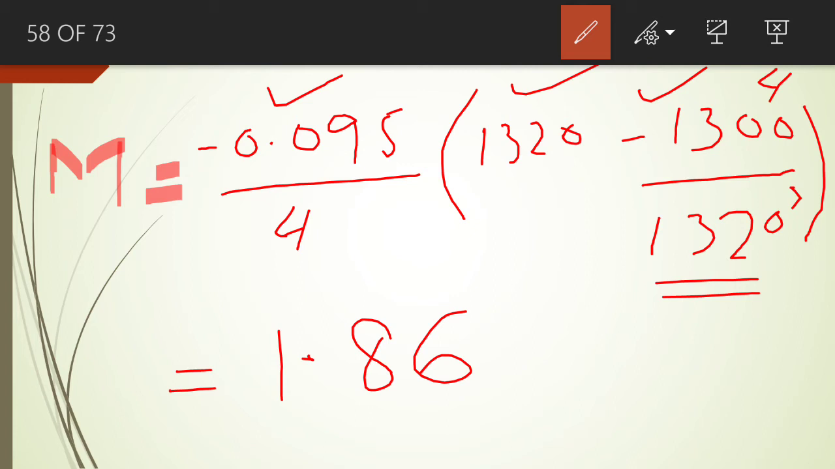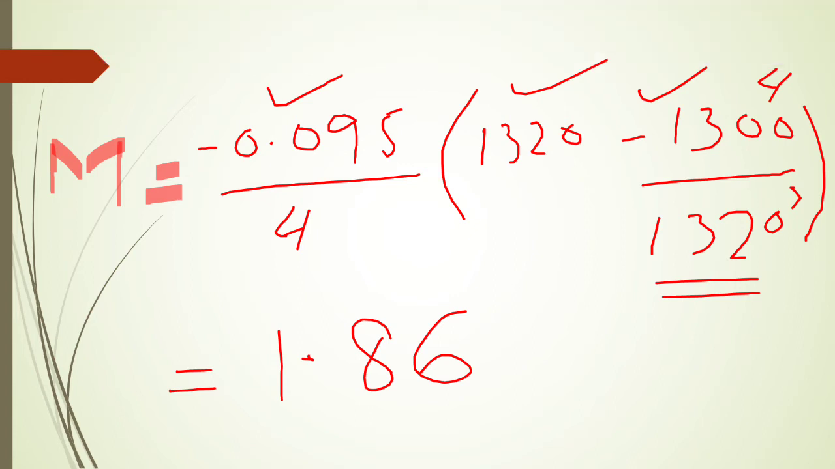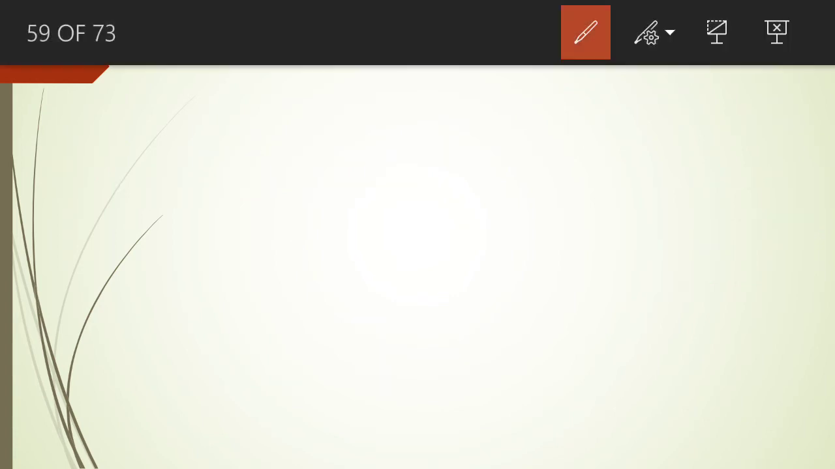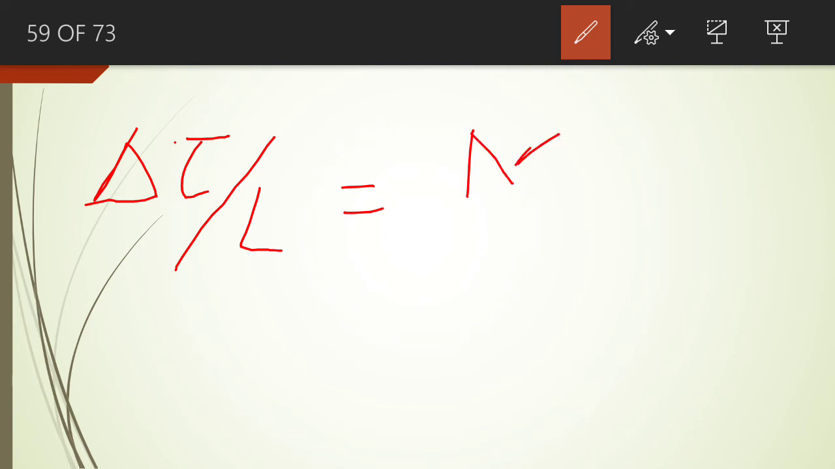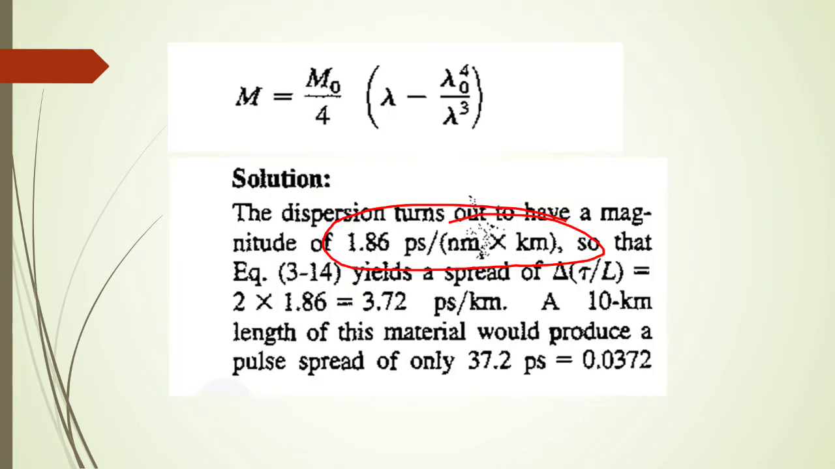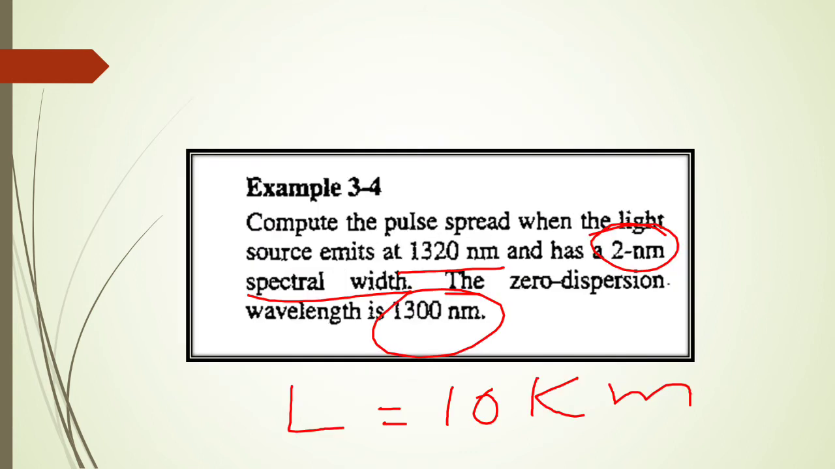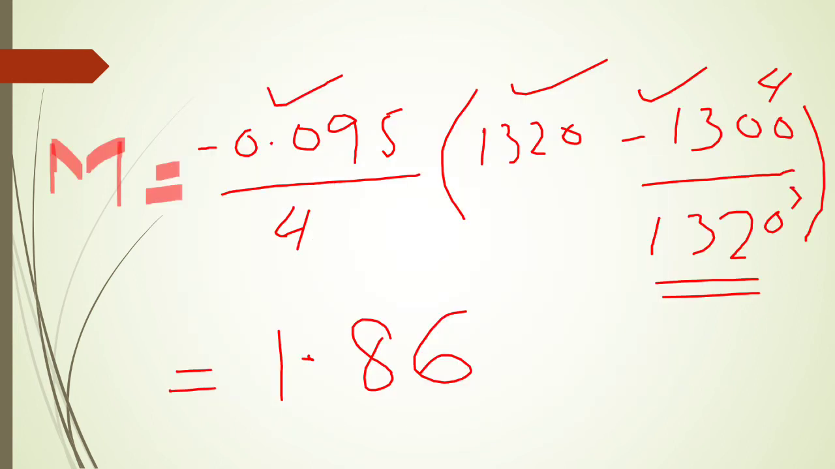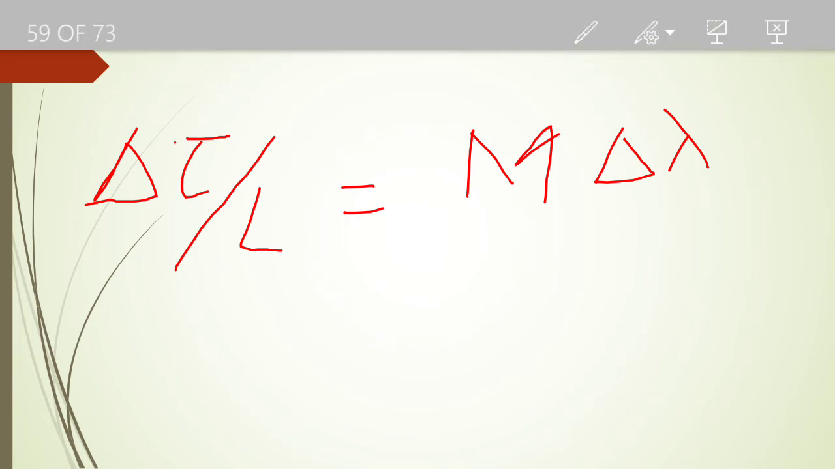And now we calculate the pulse spread per unit length. The pulse spread per unit length will be equal to m delta lambda. And let us see what is the line width of the source. The line width of the source is 2 nanometer. So we put the values over here.